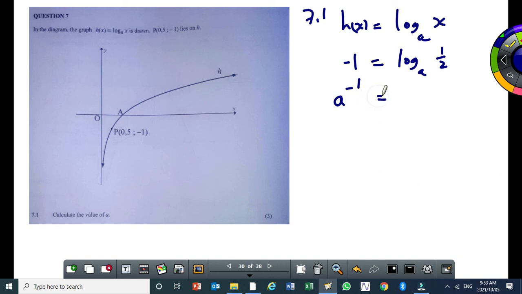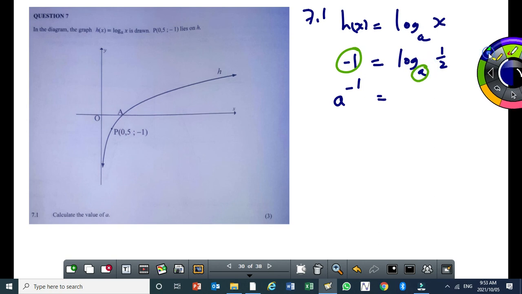Are you following that? This minus 1 here becomes the exponent, and this a here becomes the base of the exponential. The base of the logarithm is the base of exponential and vice versa. So you're left with a half on the right. Then you needed to know how to convert a half to a base of 2. So this will be a to the power of minus 1 equal to 2 to the power of minus 1. You have to know that that's the same.